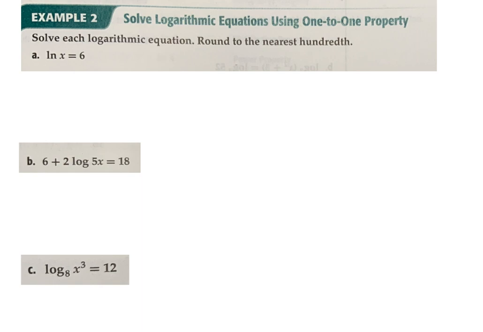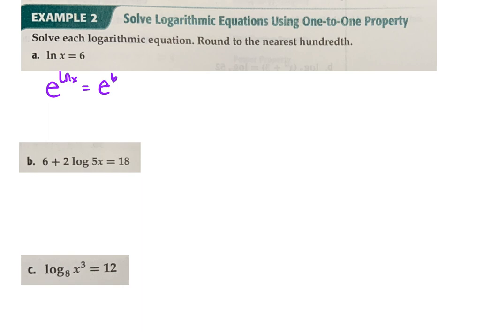Natural log of x equals 6. What is the base of the natural log? What is my base here? Okay, so the base of ln is always e. So we are going to use e to get rid of it. We're going to take e to this side and e to that side.